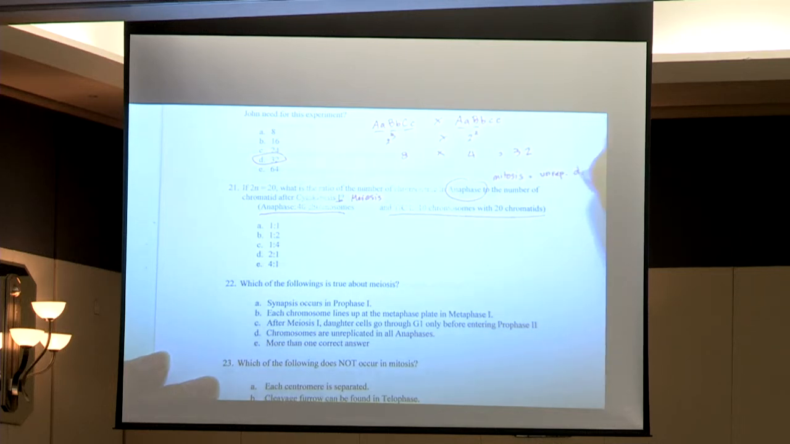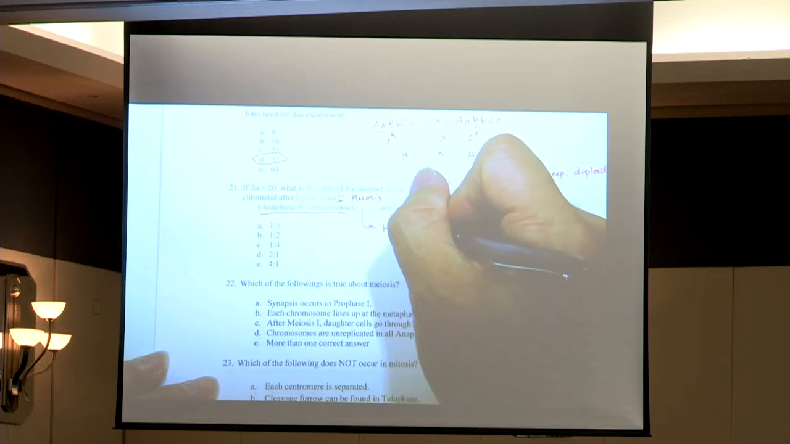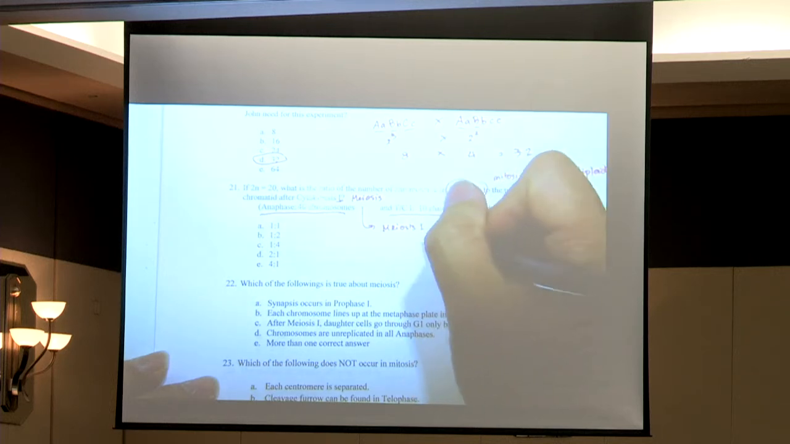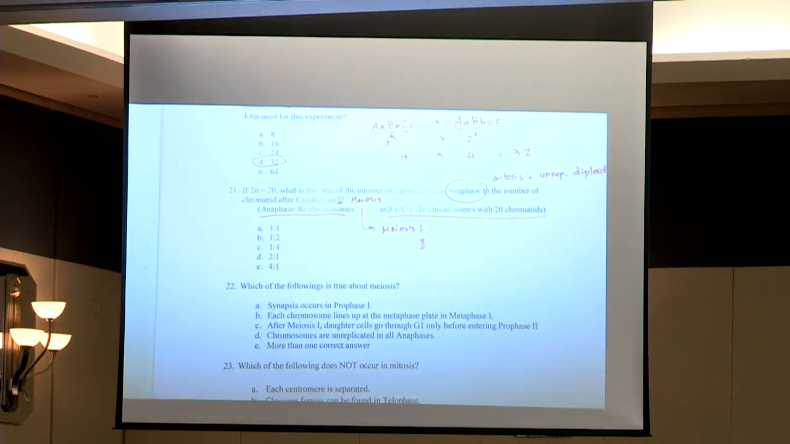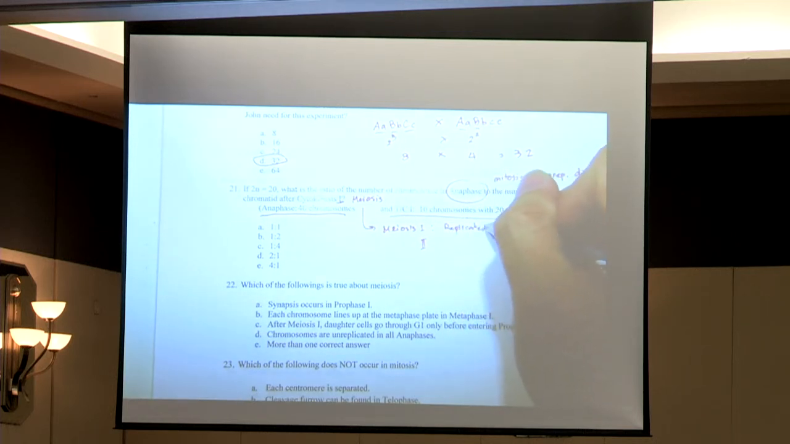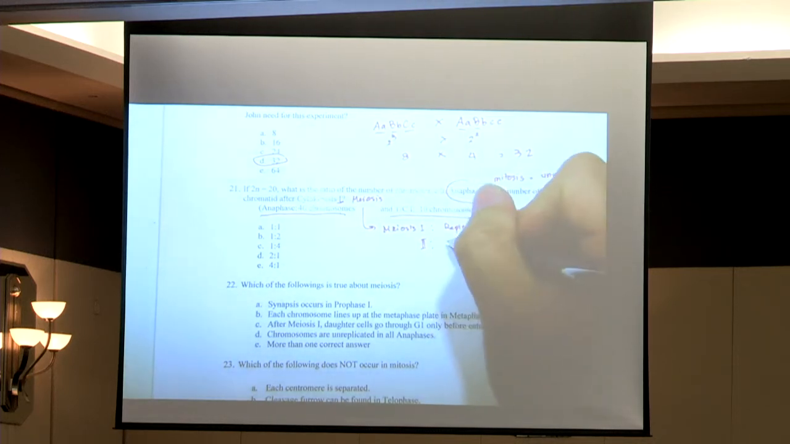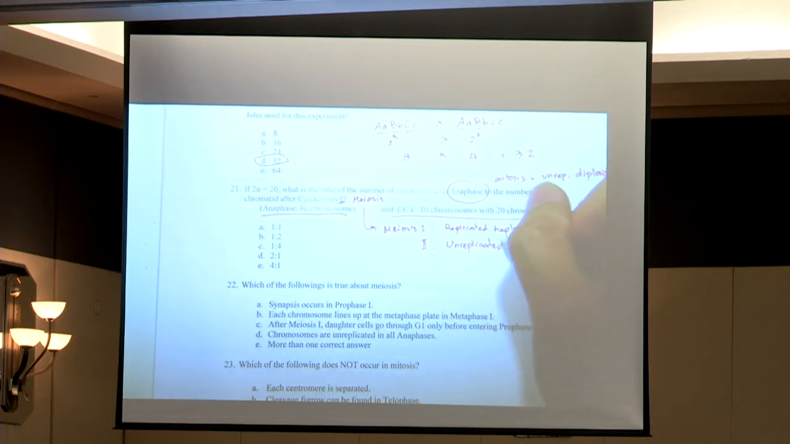unreplicated diploid, right? So for meiosis, we can do meiosis 1 and meiosis 2. What's the purpose of meiosis 1? To make replicated haploid, right? So meiosis 2 would be to make unreplicated haploid.